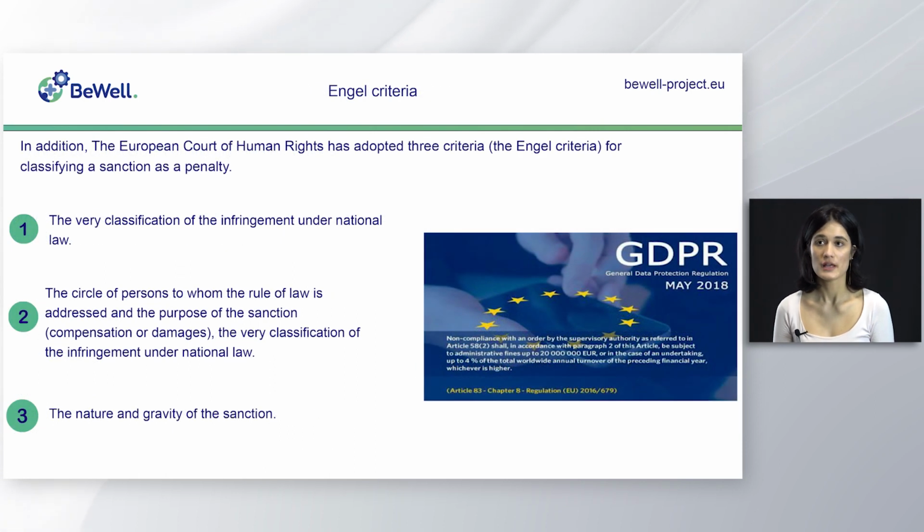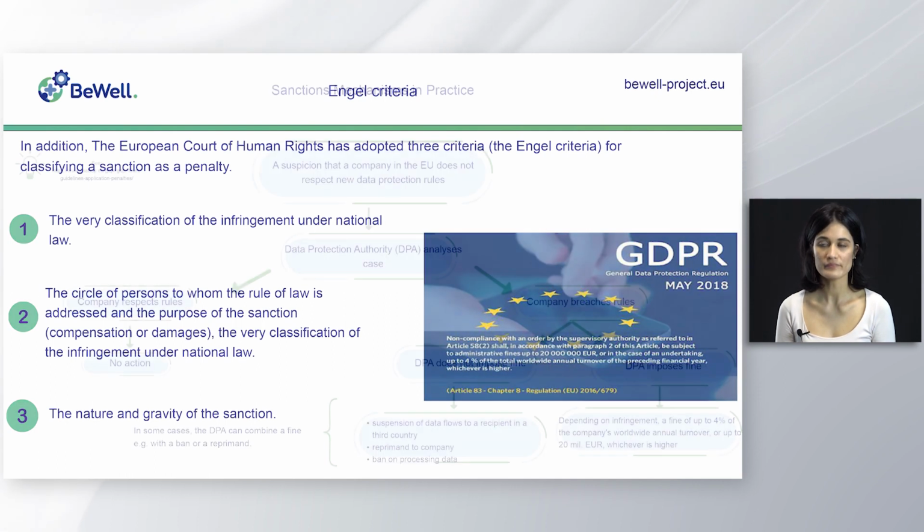In addition, the European Court of Human Rights has adopted 3 criteria, the Engel criteria, for classifying a sanction as a penalty. The first criterion is the very classification of the infringement under national law. The second criterion refers to the circle of persons to whom the rule of law is addressed and the purpose of the sanction, compensation or damage, while the third relates to the nature and gravity of the sanction.